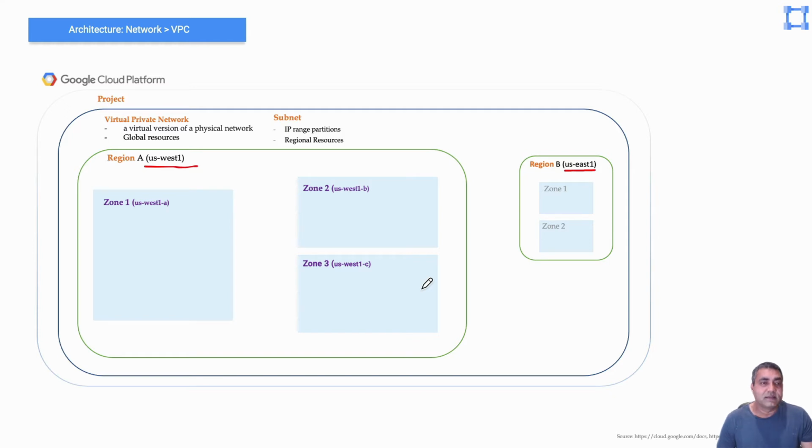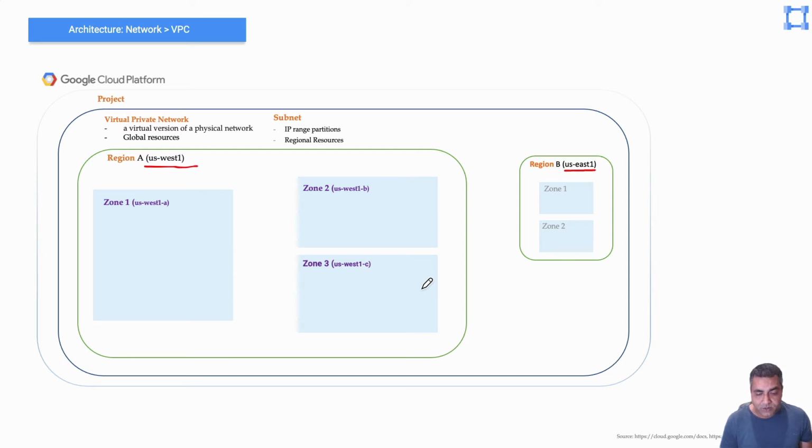Then the concept of subnets. Each VPC network consists of one or more useful IP range partitions called subnets. So for a virtual private network, you have defined the virtual version of a physical network. So a virtualized network. Now within that network, you divide the IPs into certain partitions, and that's basically a subnet. Each subnet is associated with a region.